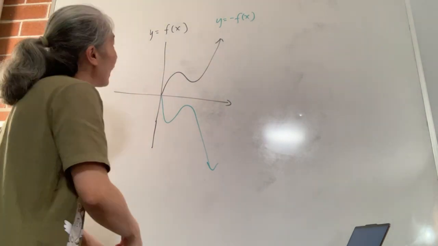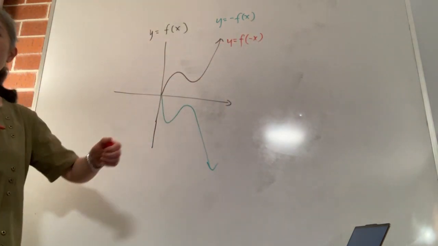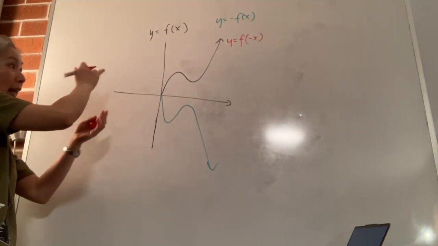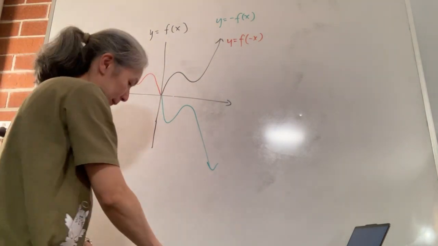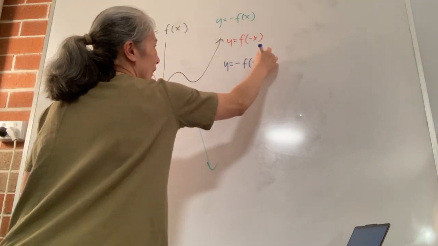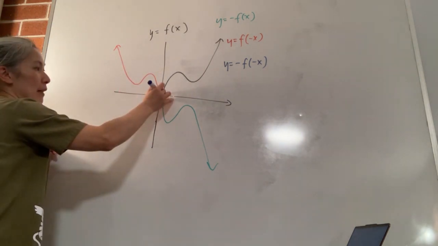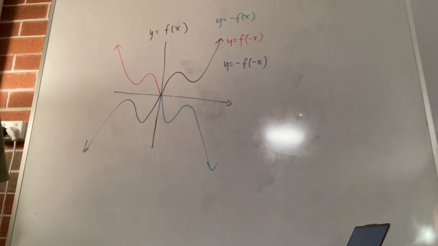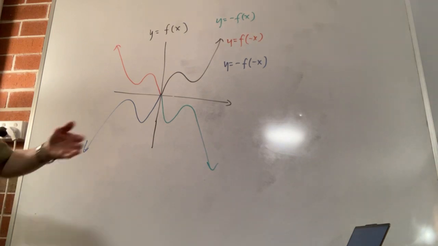And if you have it as y equal to f of minus x, you are going to flip the right to the left. That means you have to flip it left to right and then flip it up and down. Whatever has a minus outside of f of x, you flip it down, you reflect it down.